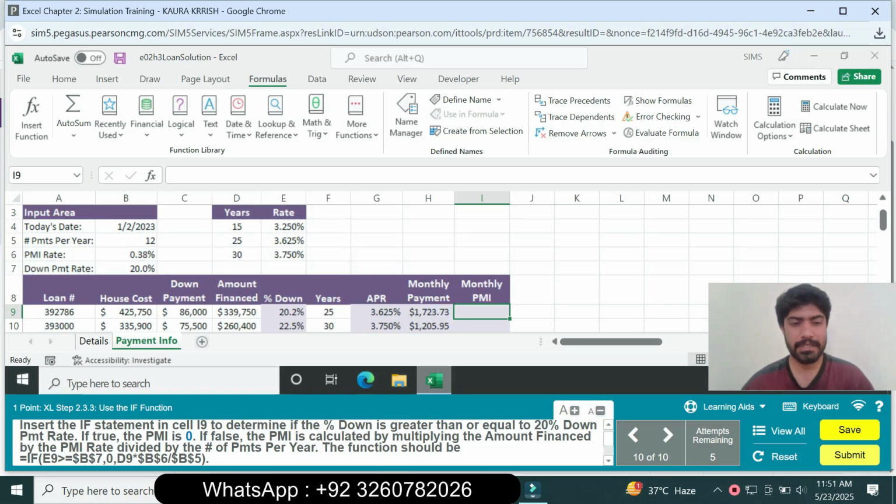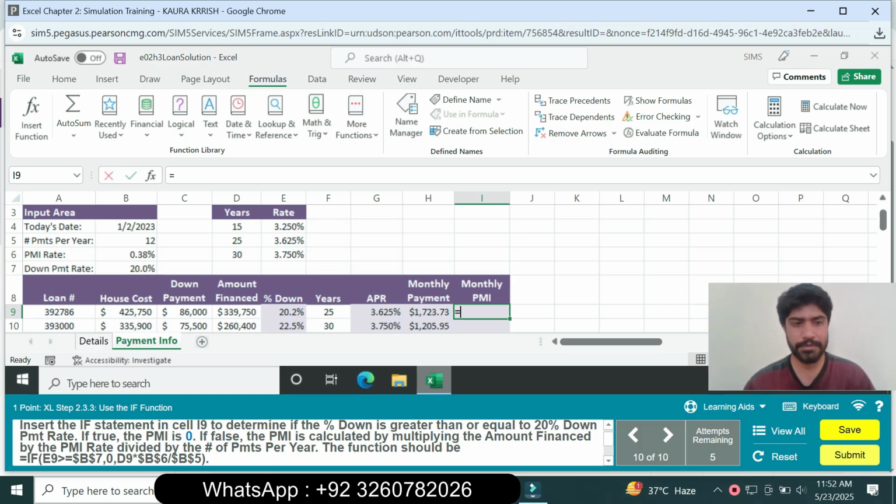insert the IF statement in cell I9 to determine if percentage down is greater than the 20% down payment rate. If true, PMI is 0. If false, PMI is calculated by multiplying the amount financed by the PMI rate and dividing by the payments per year. The function should be equal to IF E9 greater than or equal to B7, 0, and D9 multiplied by B6 divided by B5 in cell I9.